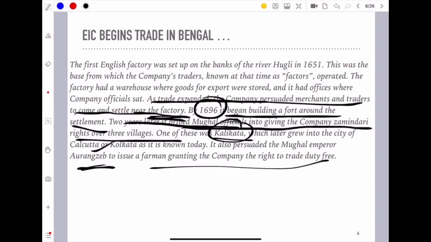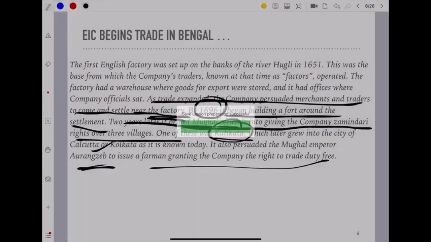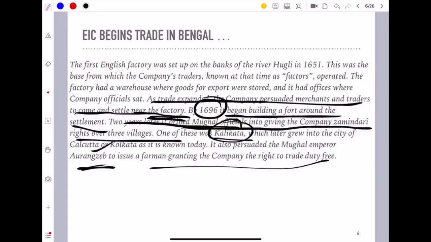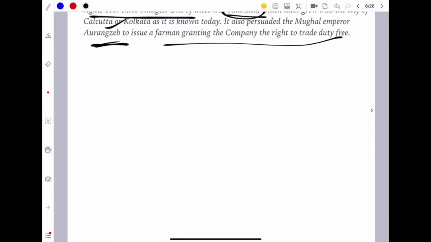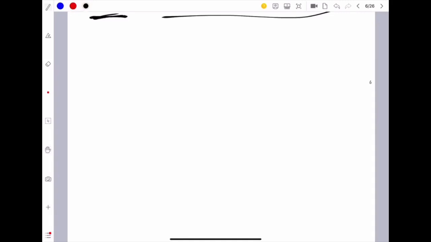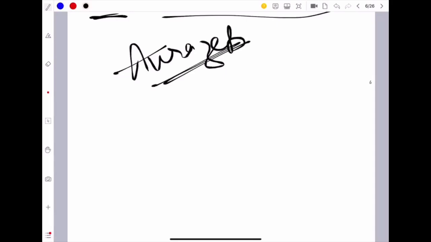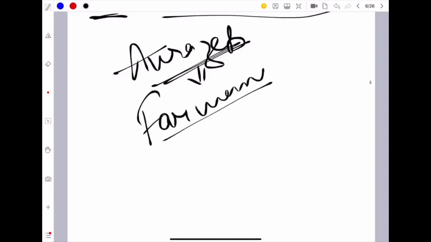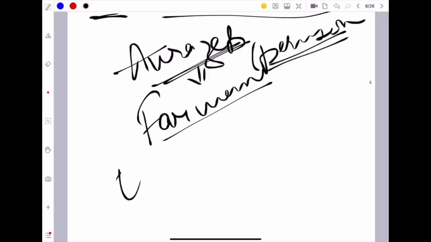Now, this is very, very important, guys. Listen carefully, I'm telling you. Aurangzeb granted a farman. What's a farman? It's an order, a permission. He granted the permission to whom? The East India Company. And what did he grant the permission for?